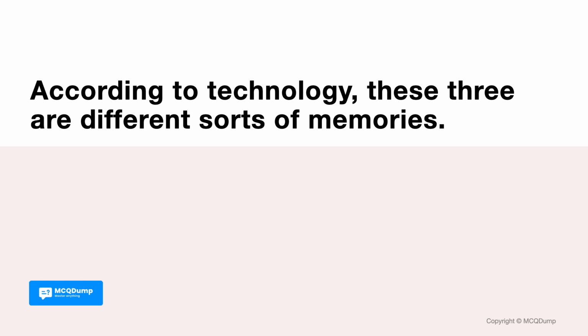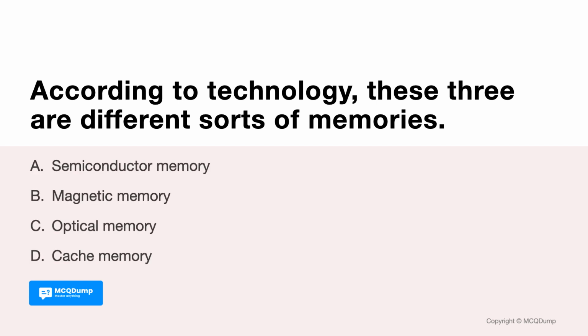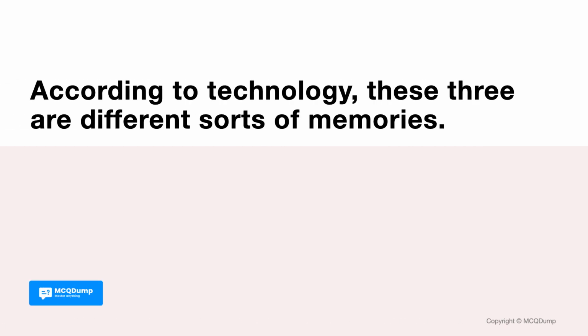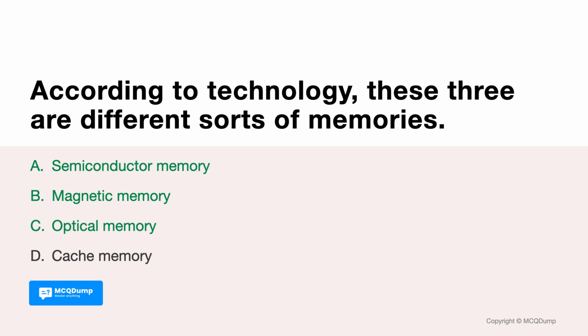According to technology, these three are different sorts of memories. Options are A. Semiconductor memory, B. Magnetic memory, C. Optical memory, and D. Cache memory. Correct options are A. Semiconductor memory, B. Magnetic memory, and C. Optical memory.